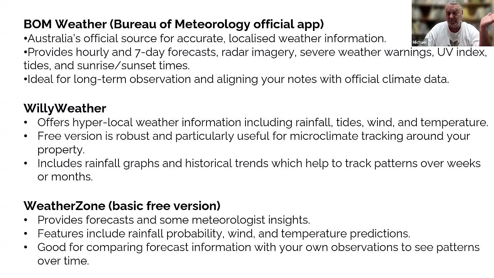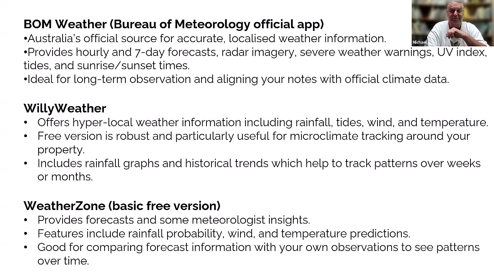The really easy one that we're very lucky to have, and it's completely free, is BOM, the Bureau of Meteorology. There's a lot of information. Australia's official source of accurate localized weather information. But that being said, it does depend on whether you have a BOM weather station within your area. There are some areas that don't, and the nearest one is like 60 or 70 kilometers away. So you've got to take the information that comes from that with a grain of salt, and you've got to ground truth it in some way.